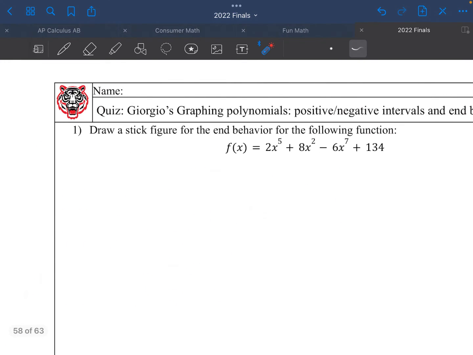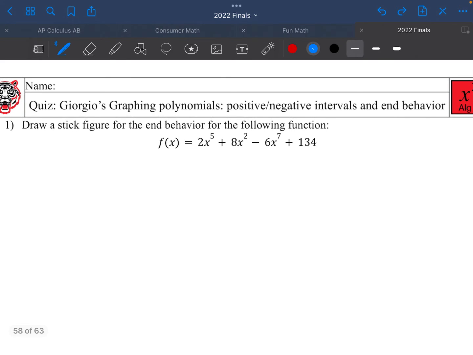Moving on to Giorgio. Let's go ahead and do the desync tracker. And that should have lined up now with the editing of the video. And this is very similar to Escha's. I'm glad that they're alphabetically similar by first name because they're both talking about an analysis on polynomials. He's drawing a stick figure for n behavior. So for n behavior, you're looking for the highest power. That's power 5, 2, 7, and 0. So 7 is clearly the biggest.